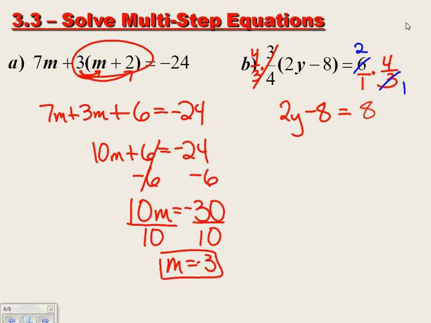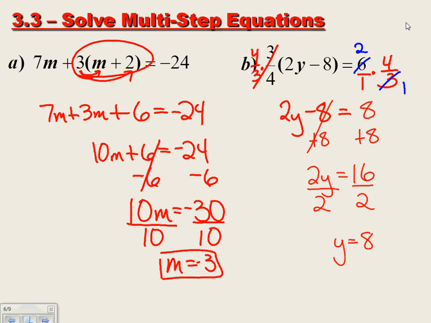The next thing I do is add 8 to both sides. Those cancel out. I then get 2y equals 16. I then divide by 2 on both sides, and therefore my answer is y is equal to 8.